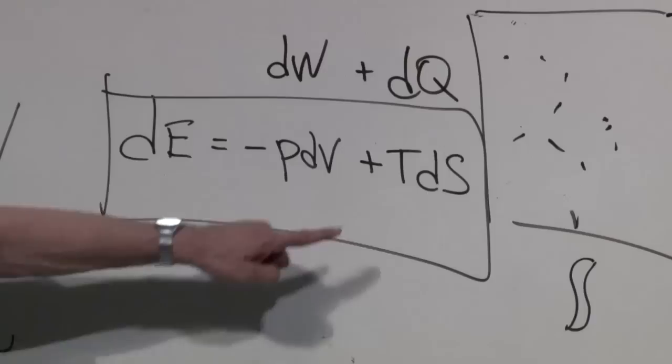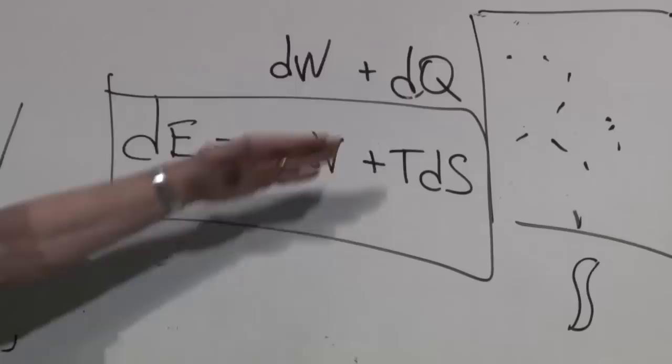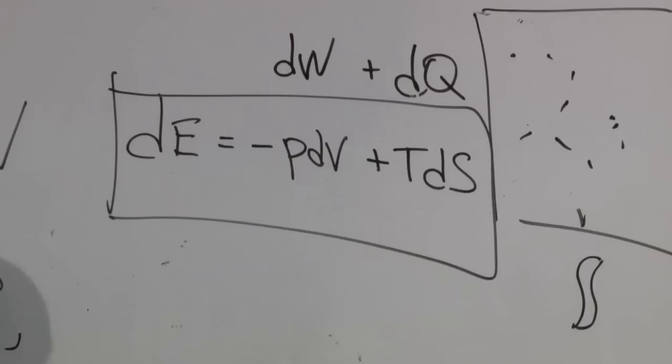Q stands for heat. Isn't it obvious that Q stands for heat? Don't ask me where the Q came from. I don't know. Qualories or something. I don't know where it came from. dQ stands for heat.